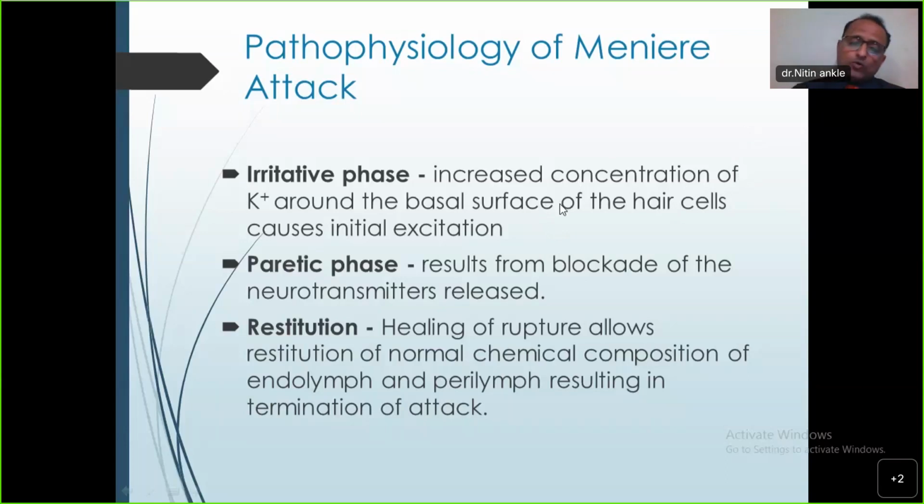Which are there in cells, there is overtaking, and there will be mixing up, and there will be a chemical imbalance there. The stimulation of neurons because of the potassium, whose concentration will decrease there, and the sodium will enter inside the endolymph and will cause the excitation of the neurons, and this will cause the irritative phase or the typical attack which suddenly starts.